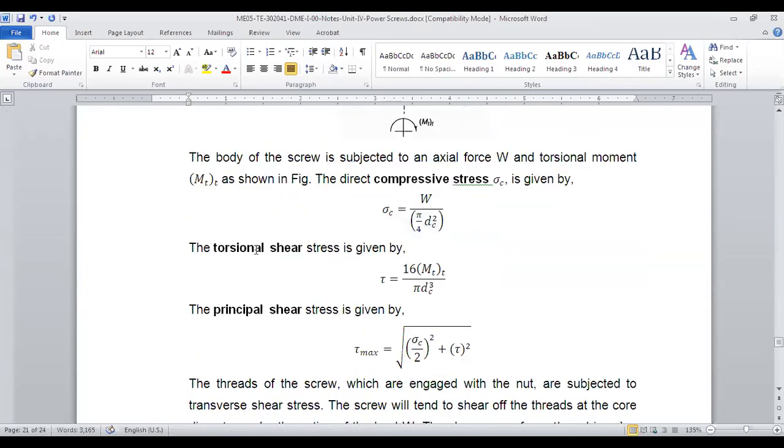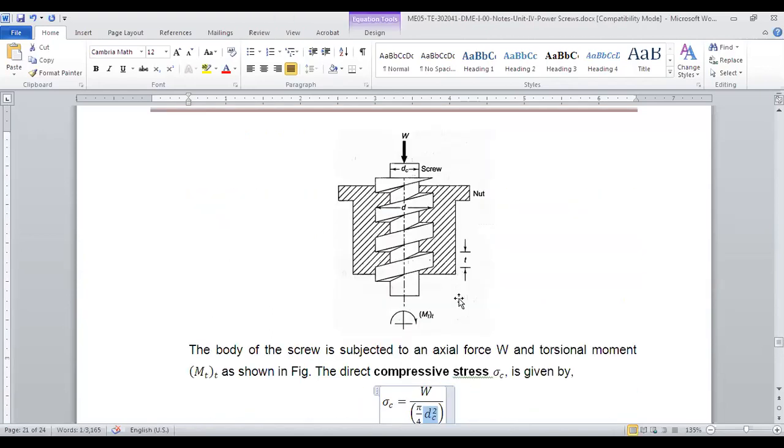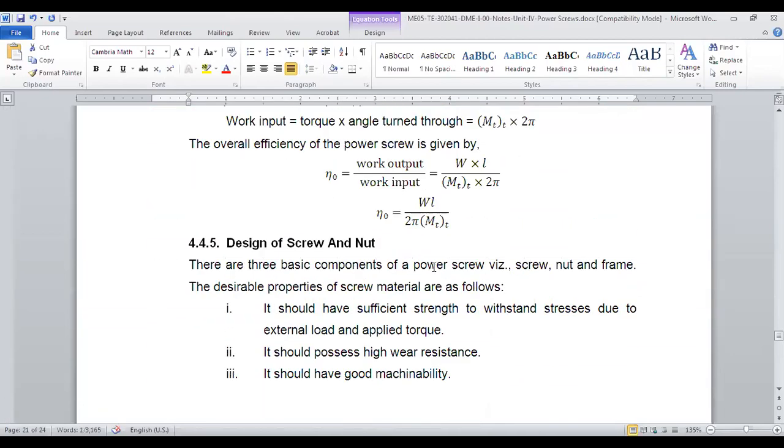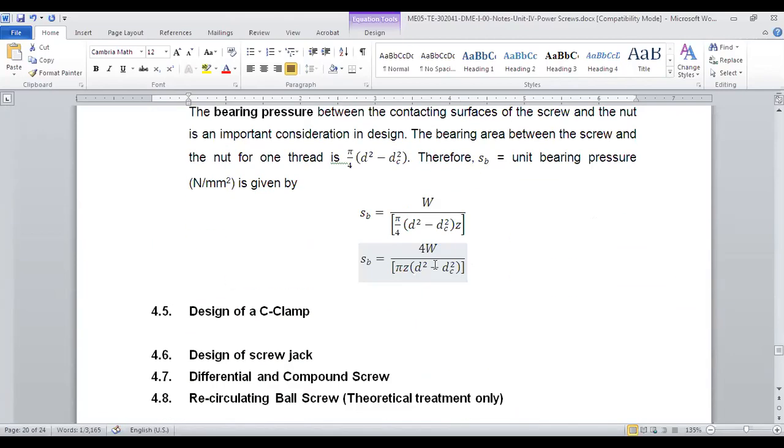Now we'll see the application of this while designing a screw jack. At that time we'll design the threads and also find the core diameter, number of threads, all that. So these are the stresses in a screw and nut. Next time we will see the design of a screw jack, and we'll go through all of this.